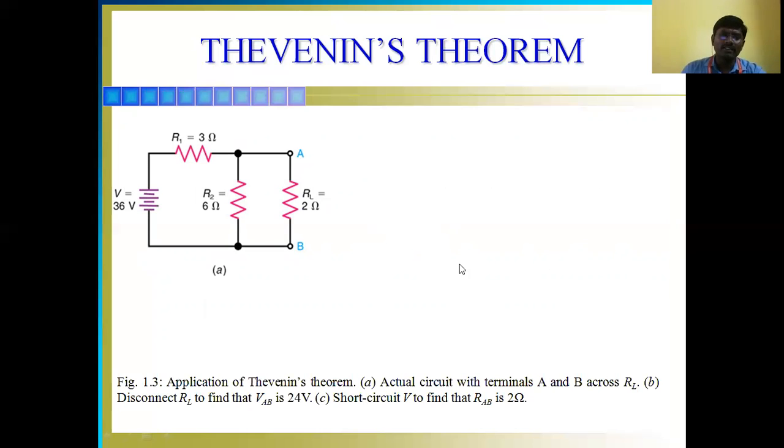If you consider this as a problem, we are going to find the current flowing through the 2 ohm resistance. For that, we have to consider this 2 ohm as the load resistance. Another advantage of Thevenin's theorem is that we can directly find the current flowing through any particular element without analyzing the entire circuit.